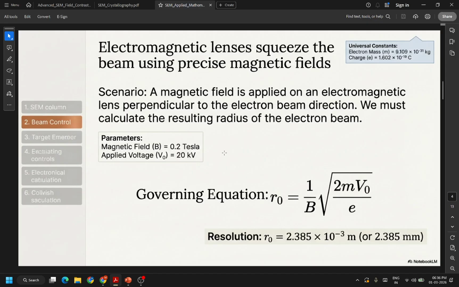And then in your electromagnetic lenses, you squeeze the beam by changing its direction radius. So a magnetic field is applied on the electromagnetic lens perpendicular to the electron beam direction. So we can calculate the resulting radius of the electron beam, and for that the formula you will use is R naught, which is radius, equals 1 by V under root 2m V naught by E.